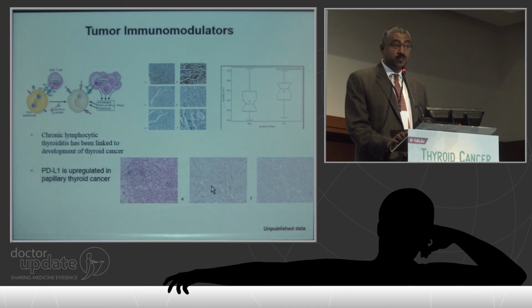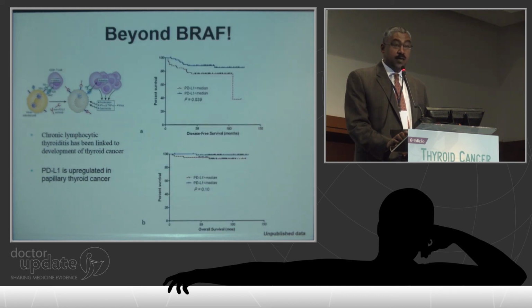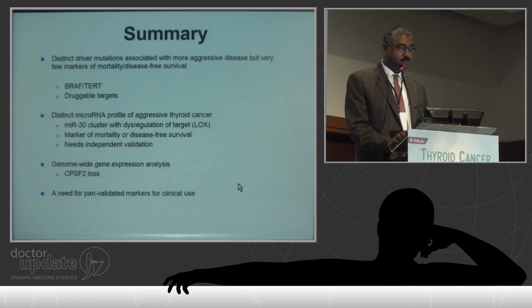Very few tumors stained positive for the PD-L1 protein. And when you look at the PD-L1 positive tumors versus negative, this is unpublished data, you see those that have high levels of PD-L1, again looking at disease-free survival, have a much worse disease-free survival as opposed to those that have low PD-L1. We did not quite see a statistically significant difference in overall survival.